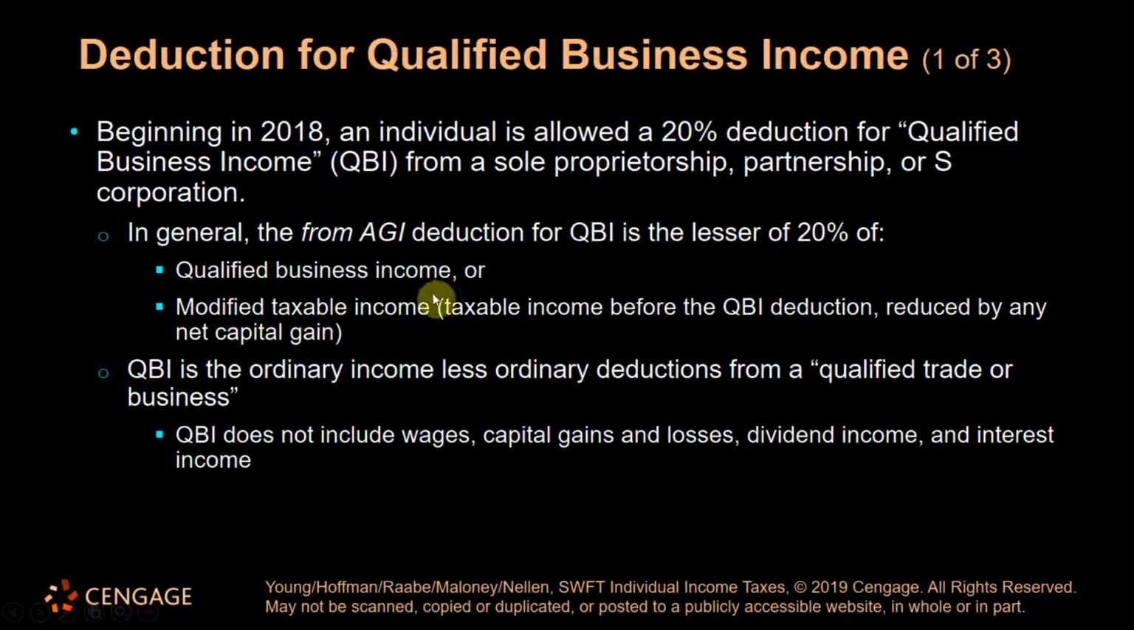And then, of course, this is new this year. In 2018, an individual for a small business is allowed a 20% deduction of qualified business income from operating a sole proprietorship, partnership, or S corporation.